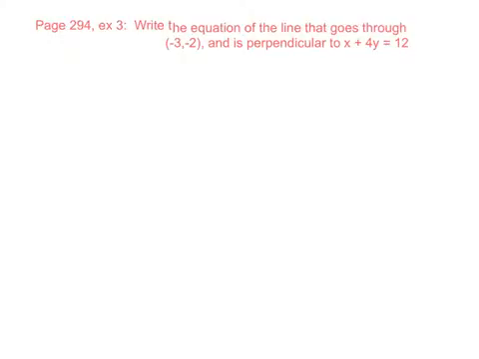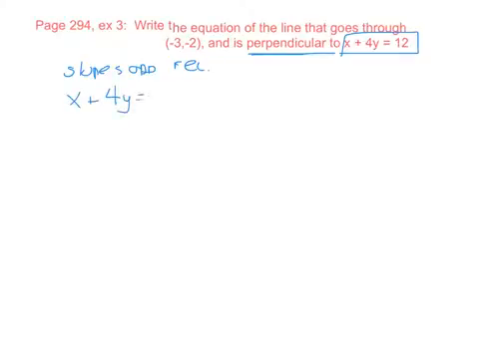Okay, so I'm doing the problem on page 294, which is example 3, and it says, write the equation of the line that goes through the point negative 3, negative 2, and is perpendicular to the graph of the line with the equation x plus 4y equals 12. It's important to note that this is a perpendicular problem, so their slopes will be the opposite reciprocal. We're going to flip and change the slope. And I have to start by knowing the slope of this line. I don't know it right now because it's not in slope-intercept form.